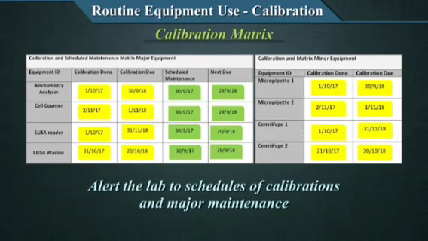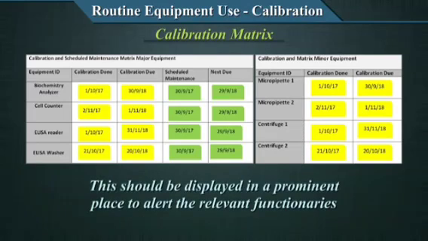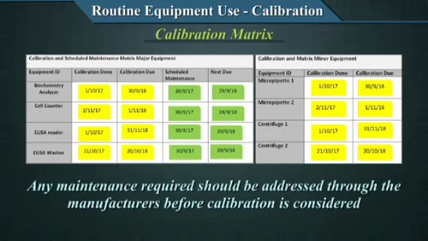So that's a very easy way, just an idea. It's not like it's a mandatory thing. It's just an idea. And this should be displayed in a prominent place to alert the relevant functionaries of upcoming need for calibration or maintenance. In the case of minor equipment, only calibrations need to be displayed because that is how it generally happens. Any maintenance required should be addressed through manufacturers before calibration is considered.